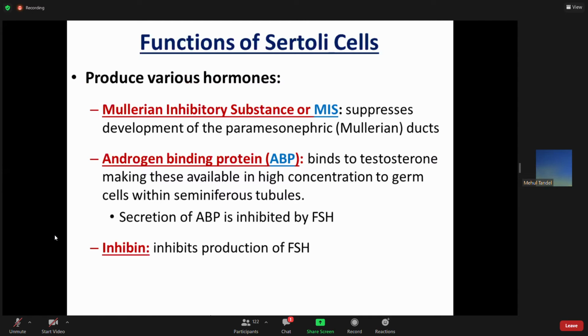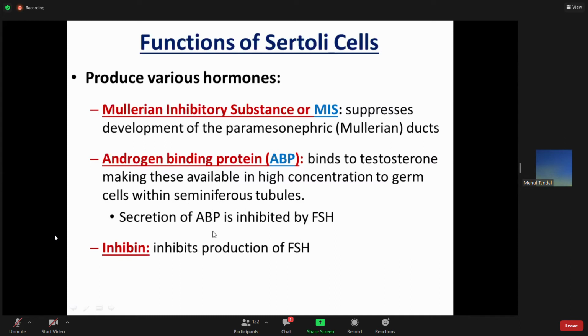It also produces some hormones like the Mullerian inhibitory substance, in short MIS, which suppresses the development of the paramesonephric duct, the Mullerian duct, which is responsible for the development of female genital organs. It also secretes androgen binding protein, which binds testosterone and makes it available in high concentration to germ cells within the seminiferous tubule. This androgen binding protein increases the concentration of testosterone inside the seminiferous tubule.